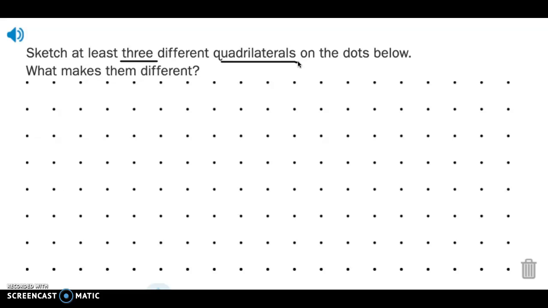What's a quadrilateral again? A quadrilateral, quad, is a shape with 4 sides. So draw 3 quadrilaterals, 3 shapes with 4 sides. They should not look the same. Make sure they look different. Put me on pause, unpause me when you have these drawn.